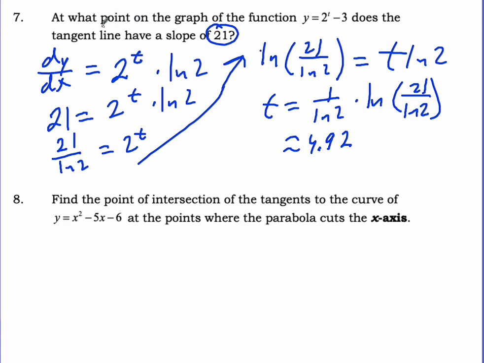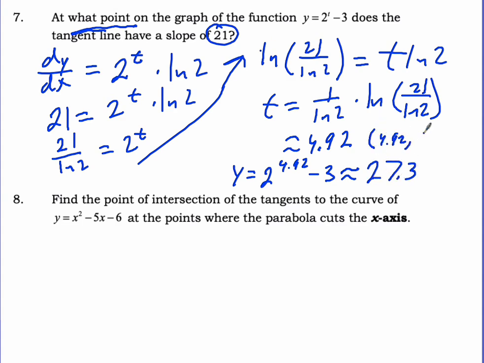Okay, we need to have the y value of the point as well. So the y value is just simply 2 to the power of that. You can type that into your calculator, copy and paste to get the exact value. So that's 27.3. So the point is (4.92, 27.3).